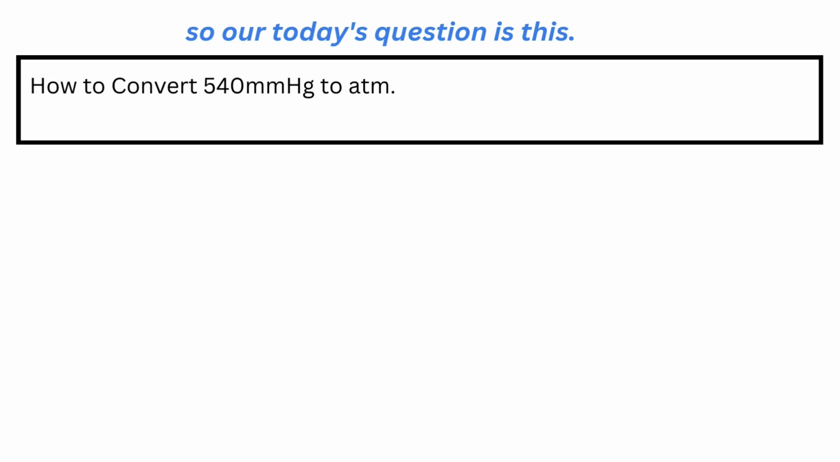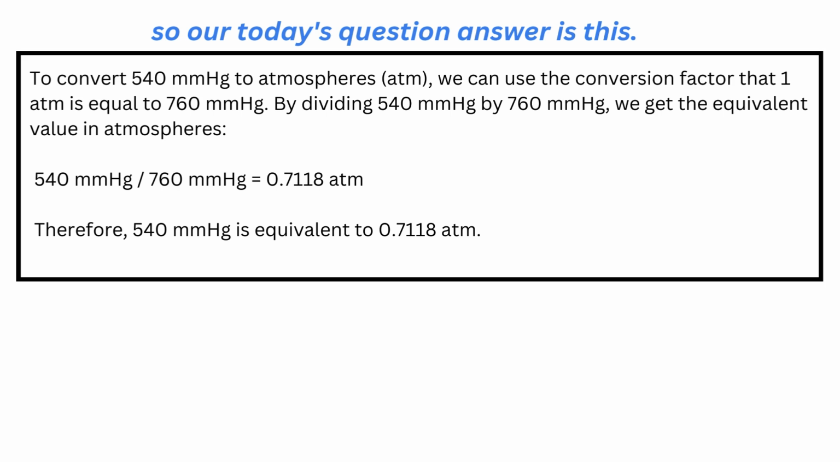How to convert 540 mmHg to ATM? Correct answer: to convert 540 mmHg to atmospheres, we can use the conversion factor that 1 ATM is equal to 760 mmHg. By dividing 540 mmHg by 760 mmHg, we get the equivalent value in atmospheres.